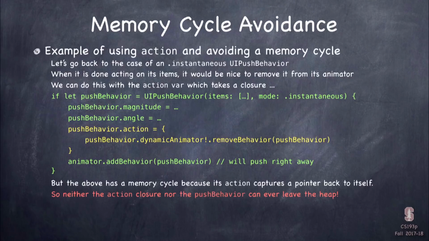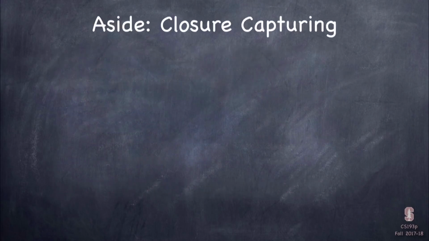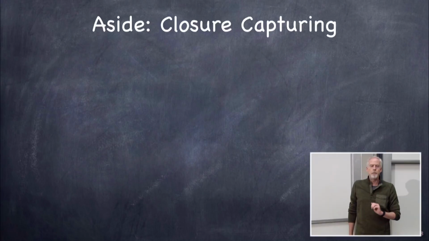The bottom line here is that the push behavior is pointing to the closure, and the closure is pointing back to the push behavior. So both of them have a pointer to the other in the heap, and so they're both being kept in the heap. For me to tell you how we're going to fix that memory cycle, I'm going to have to take an aside here and teach you a little bit more about closures. Hopefully you read about this in your homework assignment, but here we go.